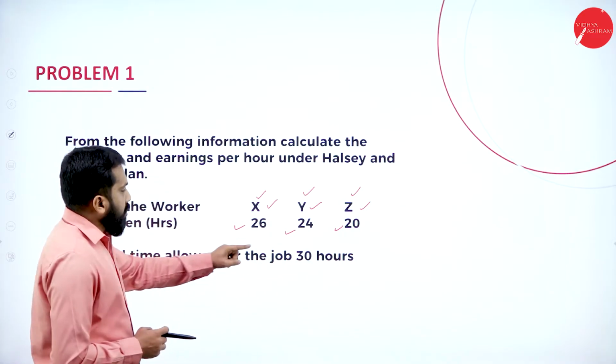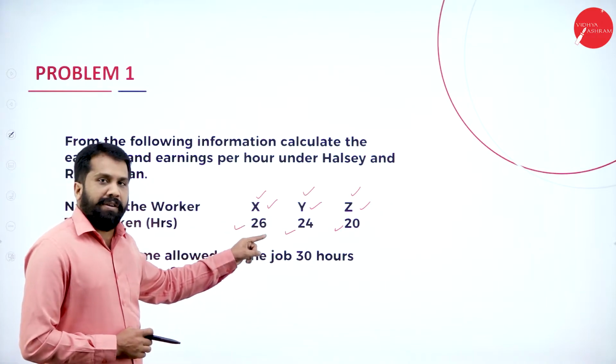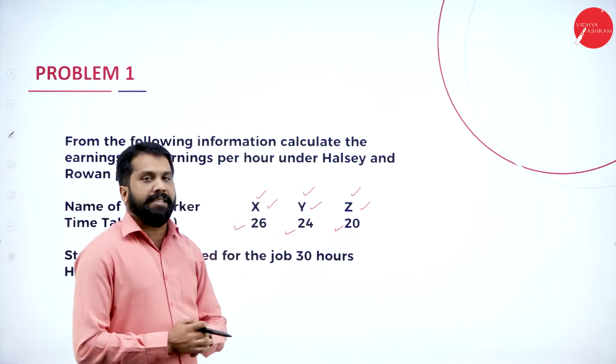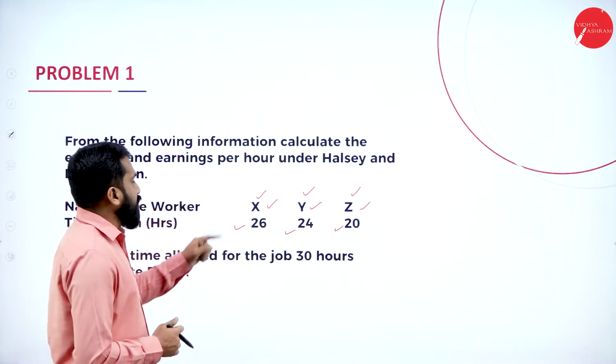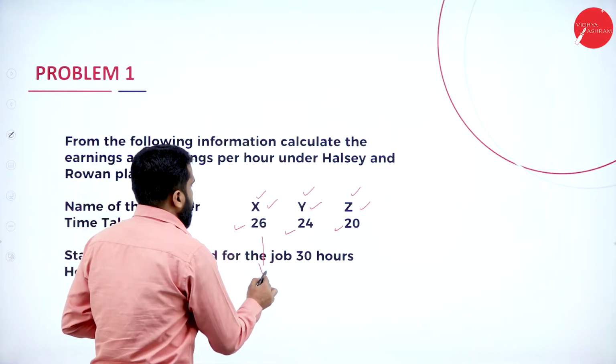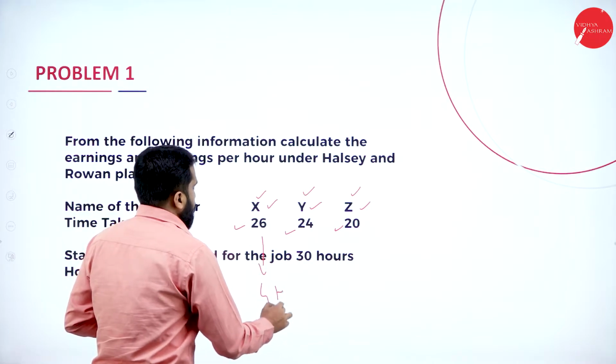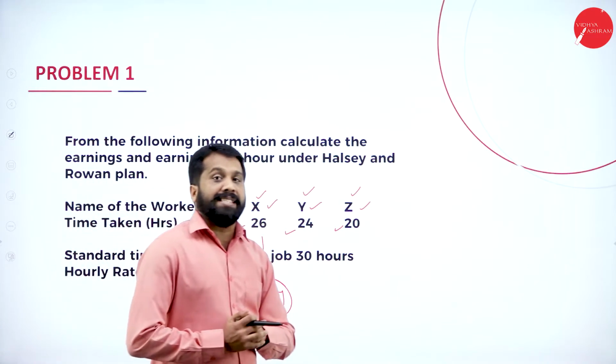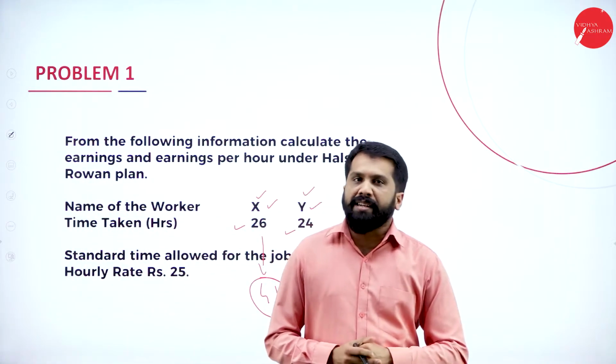Out of 30, he has taken 26. Out of 30, 24. Out of 30, he has taken 10. First person, he has saved almost 4 hours. So time was given. It is just like your examination. What is the standard time?